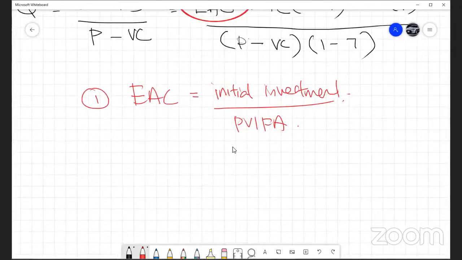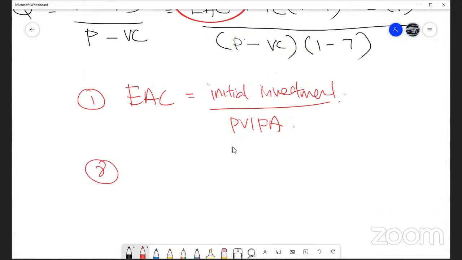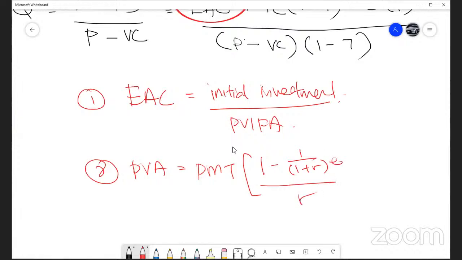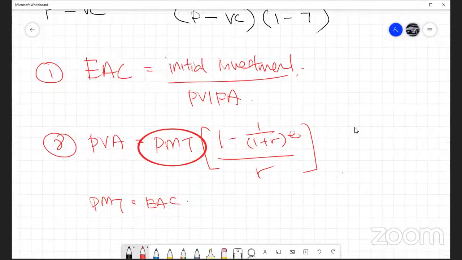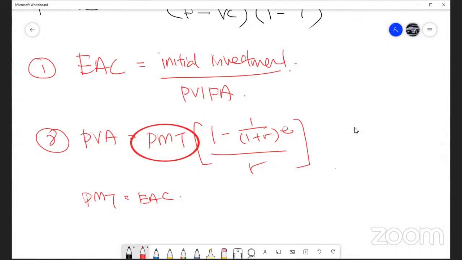The second method to find PVA is this formula. PVA equals PMT times 1 minus 1 over (1 plus R) to the power of T, divided by R. These two formulas, you can use either one of them. So the EAC here is PMT. So PMT equals EAC. Two methods, up to you. See which one you want to use. Both will give you the same answer.